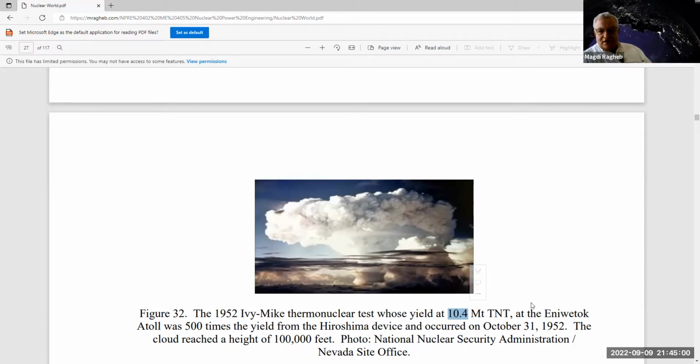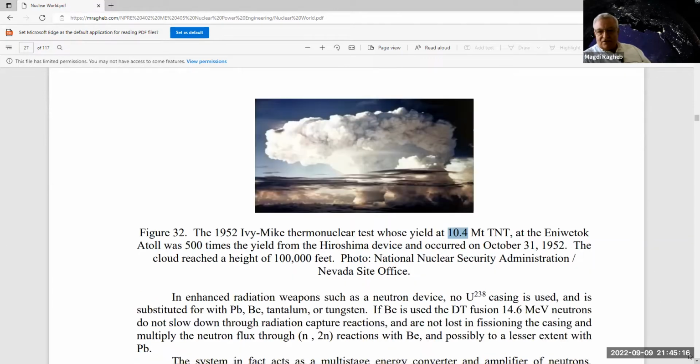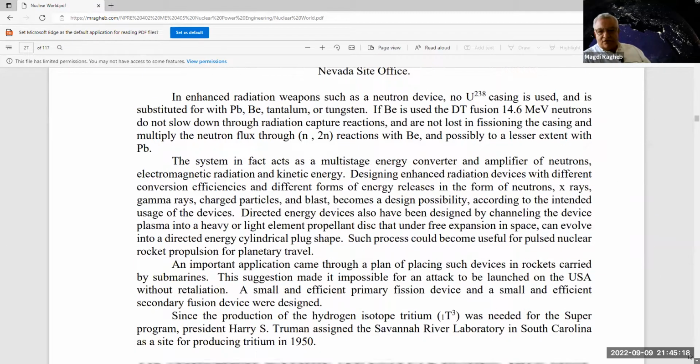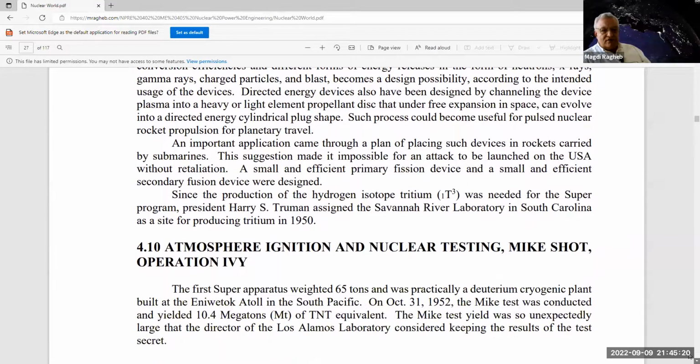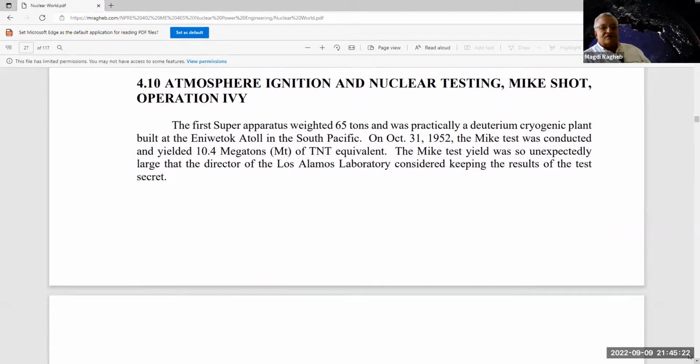Yes, that was the Enuitak Atoll, not the Bikini Atoll. And that was in October 1952. The cloud from the explosion reached 100,000 feet in height in the atmosphere. And basically, you can check it with the site of the Department of Energy. They may have some interesting information.